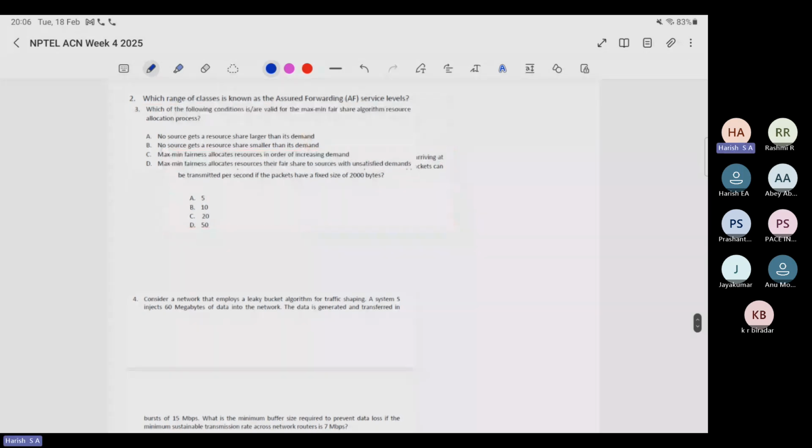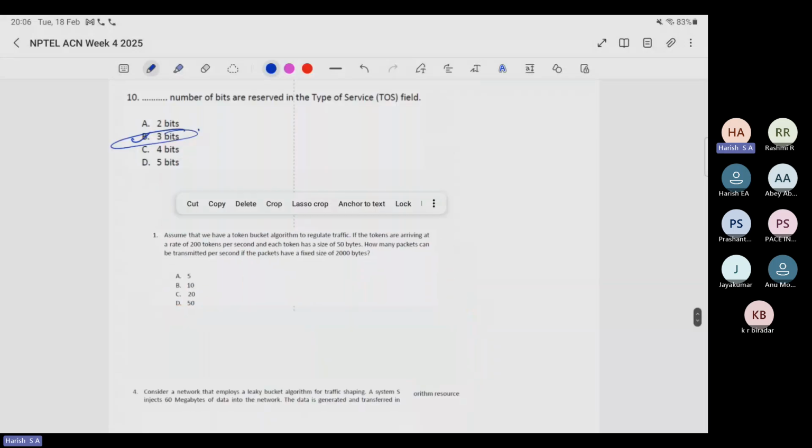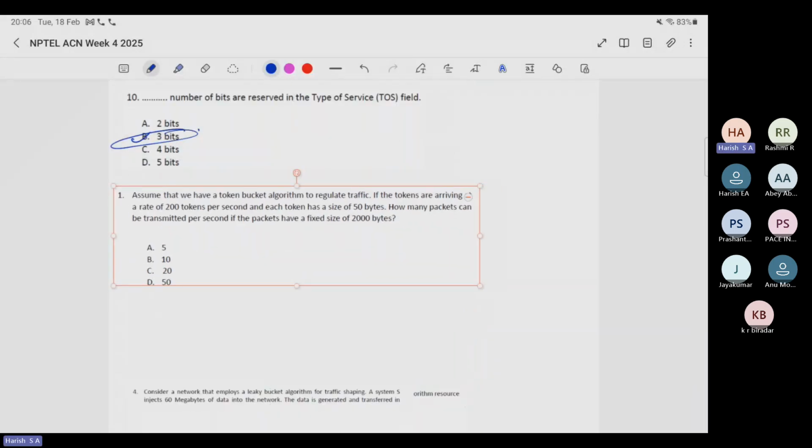So for these questions, the next set of questions, I'm just going to give you the answer. You can work it out by yourself. I've given you the method also for the previous questions. For this token bucket algorithm, the answer is... It's very simple. It's very simple to do this also.